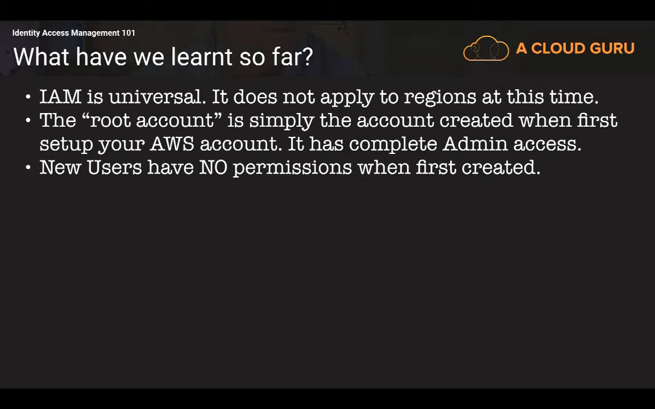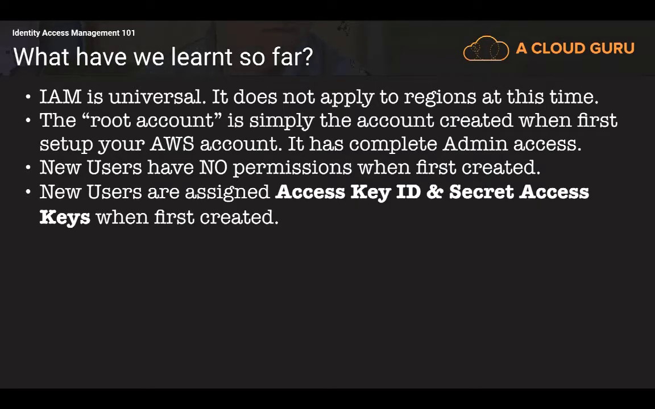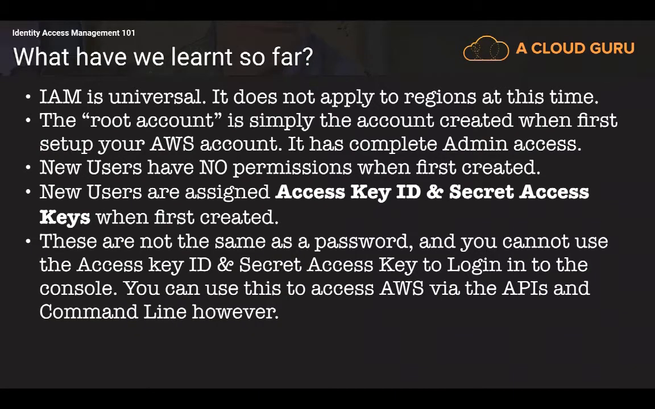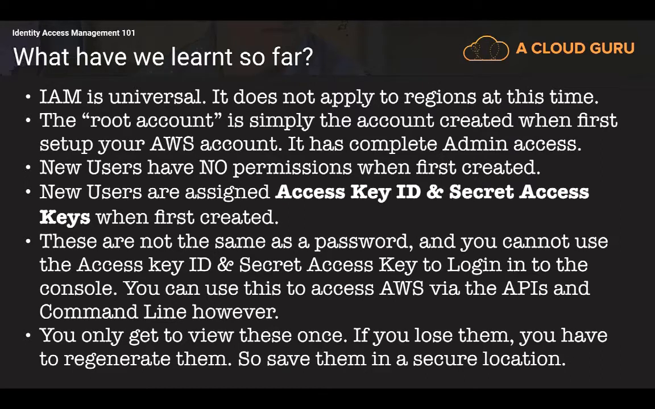New users have no permissions when first created. We've also learned that new users are assigned an access key ID and a secret access key when first created, and that's what we downloaded in our CSV file. Now it's really important not to confuse them with passwords. You can't use your access key ID and your secret access key to log into the AWS console. That's why we then went on to create a password for our users. What you can use the access key ID and secret access key for is to communicate with AWS either via the command line or using the SDKs or using the APIs, and then you pass those credentials to AWS. But it's important to remember that you can't use those credentials to actually log into the console. You only get to view those credentials once. If you lose them, you have to regenerate them. You can't view them again. So you need to download them and save them in a secure location.